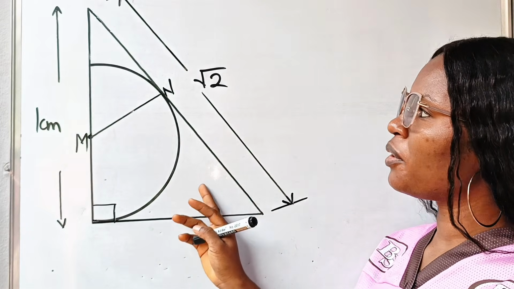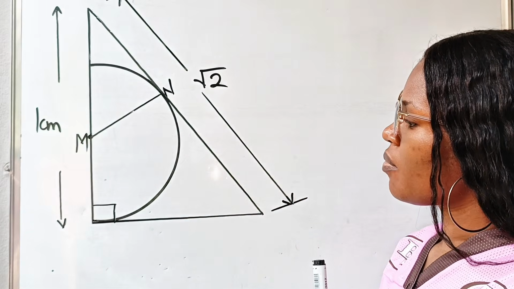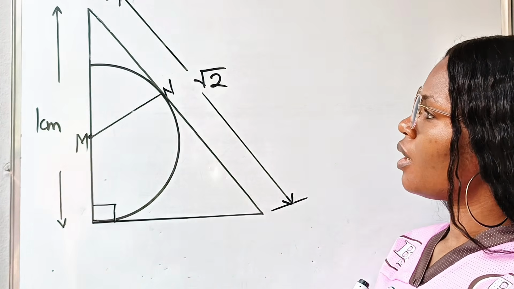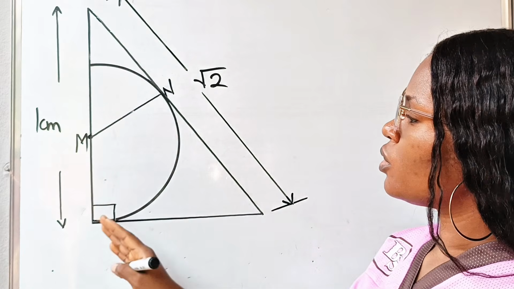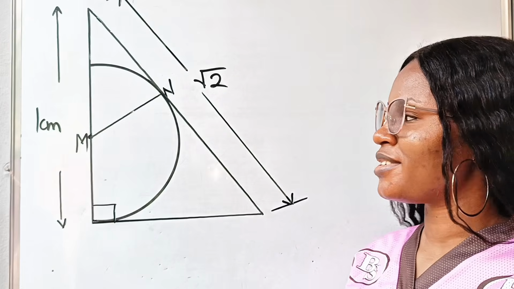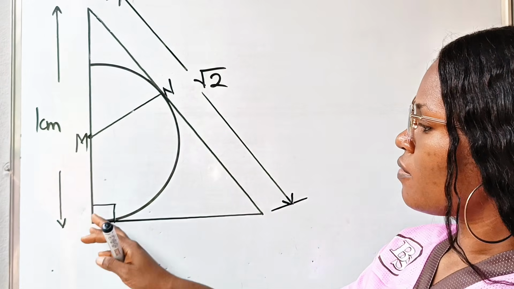We have a very lovely math question here on the board under geometry. This is very simple but very tricky as well. We are given a right angled triangle. Please, first of all, this is not drawn to scale. So we have a right angled triangle and we have this side.